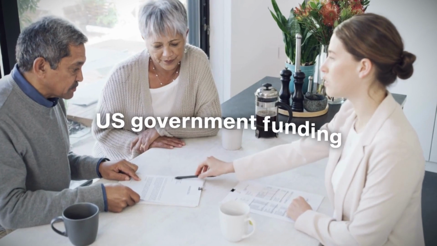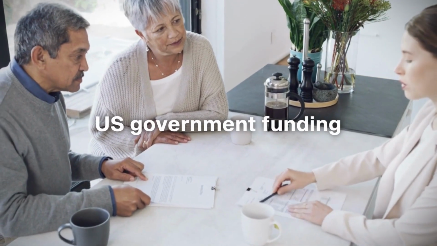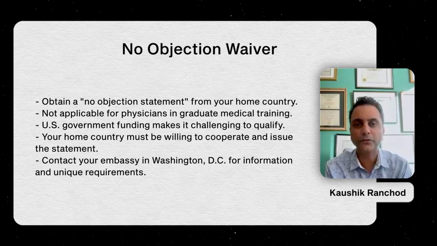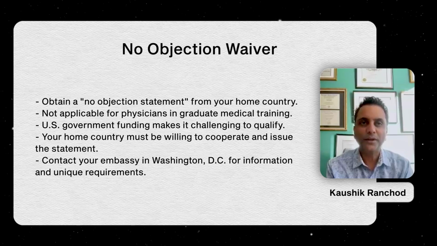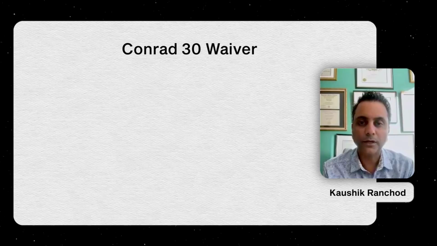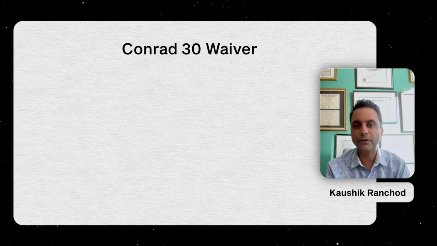Also, if you have U.S. government funding, it's very difficult to get a no objection waiver in that situation as well. And your home country has to always also be willing to cooperate and issue the no objection statement. So if you're interested in that option, you can connect with your embassy in Washington, D.C., where most of them are, and ask them if they are willing to issue a no objection statement. Some of them are, and some of them are not, and some of them have some unique requirements that they want met.